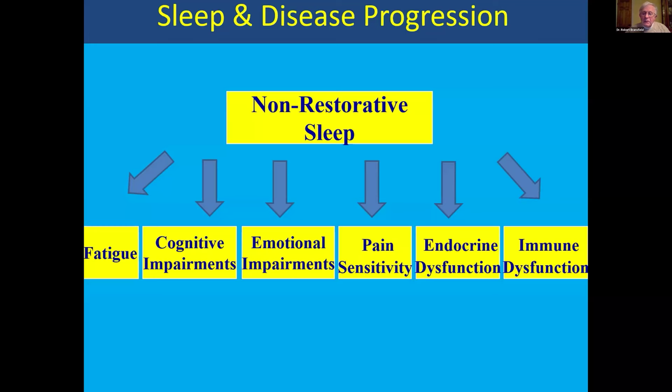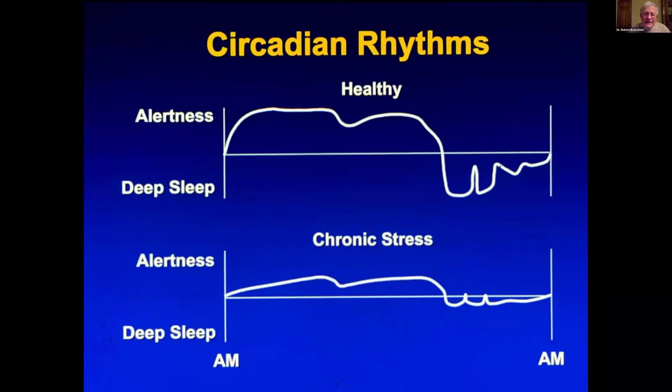If we think of non-restorative sleep, that's a big one. That can contribute to fatigue, cognitive impairments, emotional lability, pain, and endocrine dysfunction, because deep sleep is what cures you and helps activate the normal functioning immune system and the normal functioning endocrine system. When you're not getting that deep sleep, you're more immunocompromised. So in some ways, addressing that is more like an antibiotic treatment.